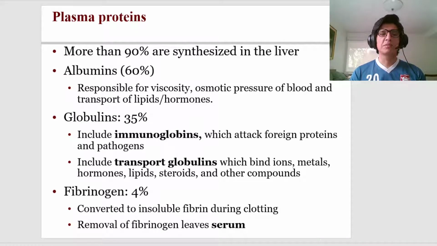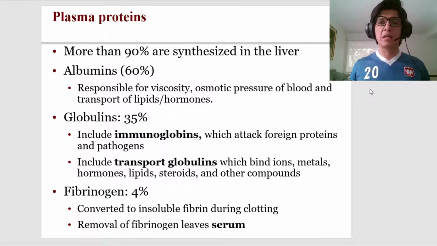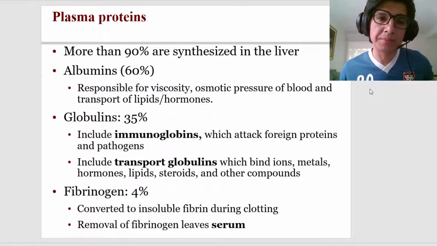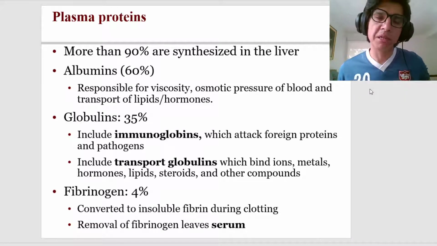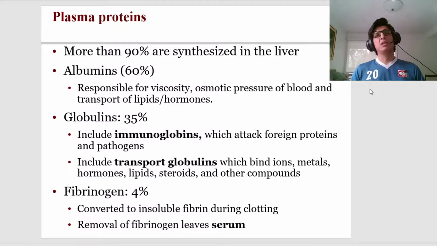Plasma proteins, specifically looking at plasma proteins, 90% of them are synthesized in the liver. 60% of them are albumins. Due to their quantity, they are responsible for that viscosity and the osmotic pressure of blood. Osmotic pressure is given by the number of solutes that are within blood, and in this case, there are just more proteins within blood than the interstitial space.